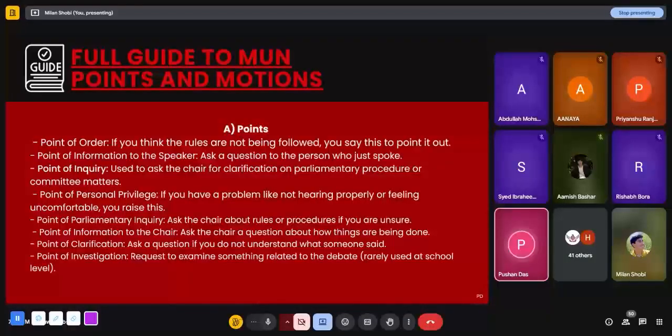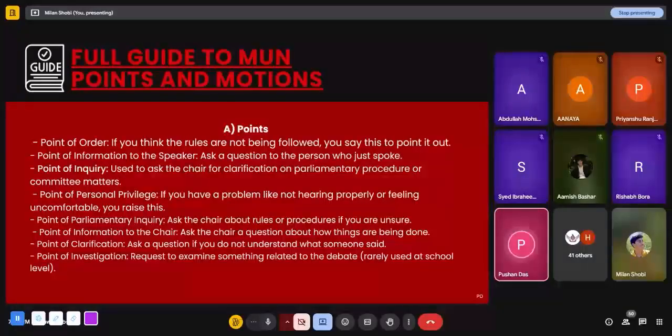Next up, we have point of information, which is of two kinds. One, to the speaker. This is raised when a delegate wishes to question the speaker on the agenda or topic of discussion. You may question their stance or their strategy, for example. Two, point of information to the chair. A delegate may raise a point of information to the chair if they are unsure of the procedures being followed.